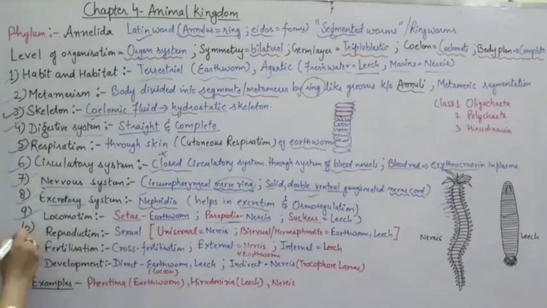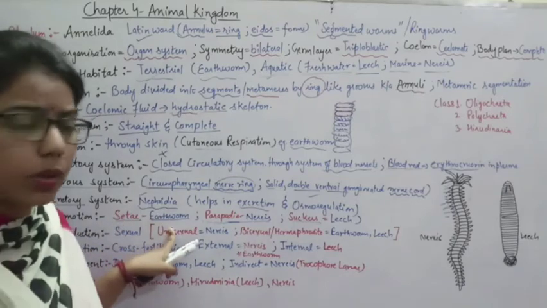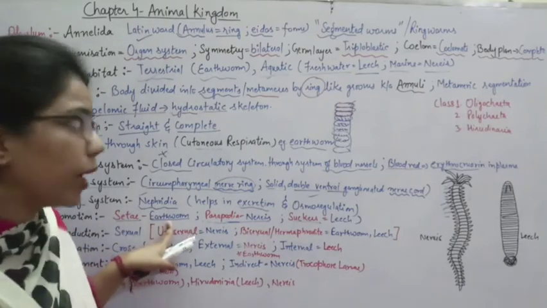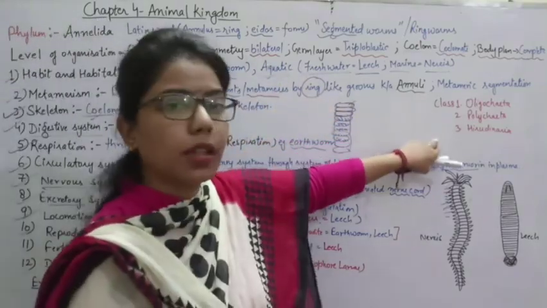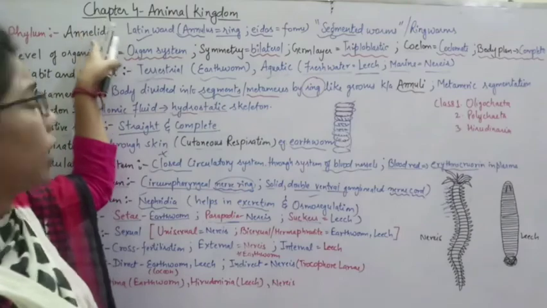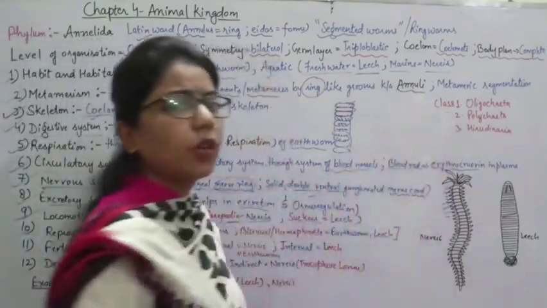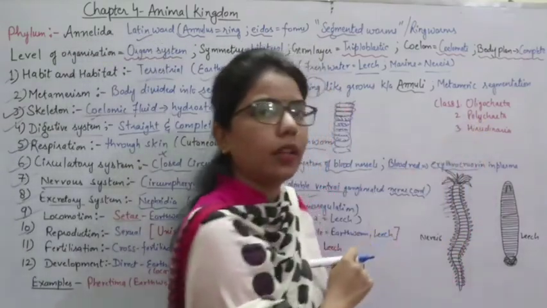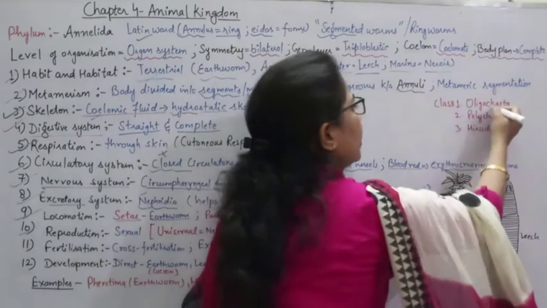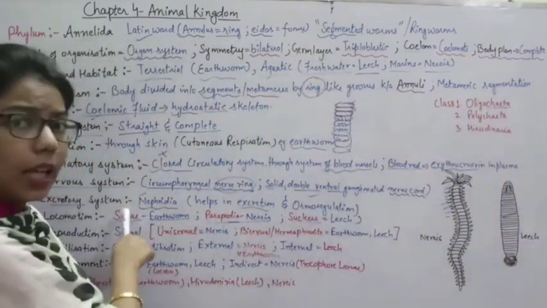Now, before that, on the basis of these setae, or chaetae, we have divided the phylum Annelida into 3 classes. What are they? Oligochaeta, Polychaeta and Hirudinea. So what is the meaning of this chaeta here? It means that these setae are present here.